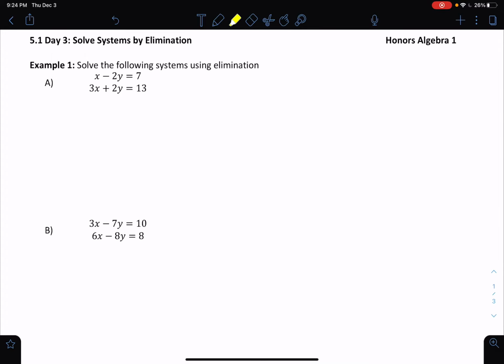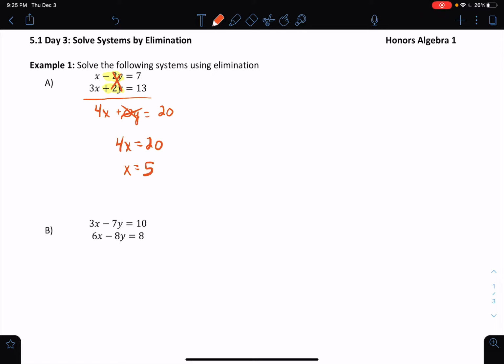Alright, if I wanted to leave it as it is, how can I eliminate a variable? Well, if you'll notice, we have negative 2y and positive 2y. So if I add these two equations together, x plus 3x is 4x, negative 2y plus 2y becomes 0y, and 7 plus 13 is equal to 20. The y's got eliminated because 0 times y is just 0. So I'm left with 4x equals 20, so x equals 5. We solved for one of the variables.